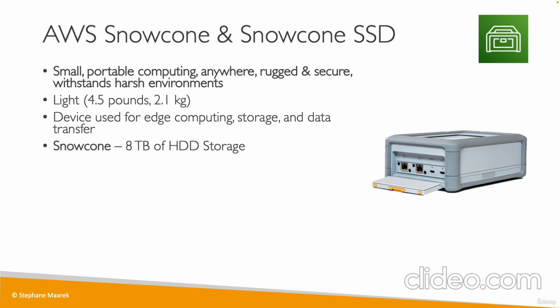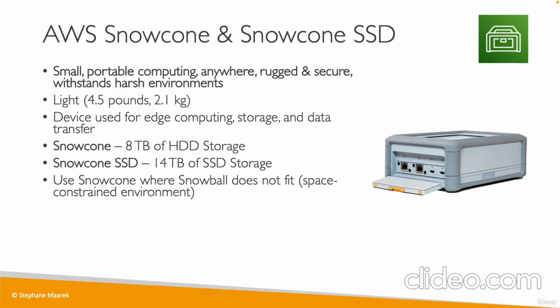You have two flavors of it. You have the Snowcone, which comes with 8 terabytes of HDD storage, and the Snowcone SSD of 14 terabytes of SSD storage if you need a faster disk. You would use the Snowcone where the Snowball does not fit, for example in a space-constrained environment, and you must provide your own batteries and cables.